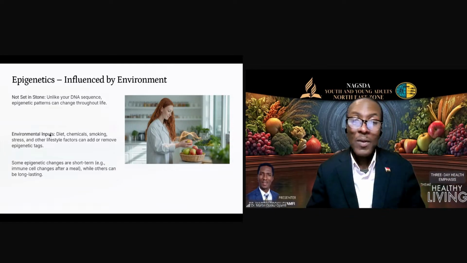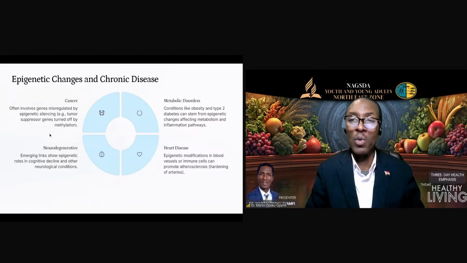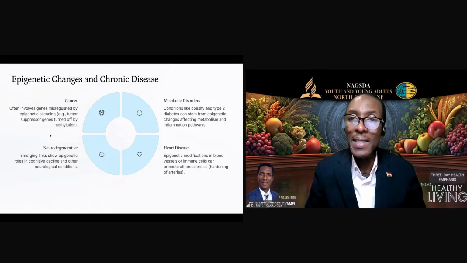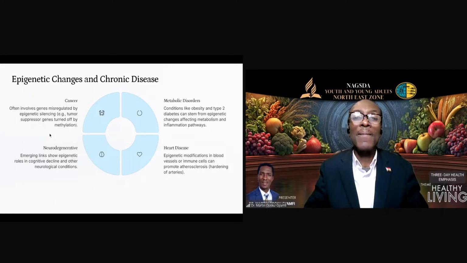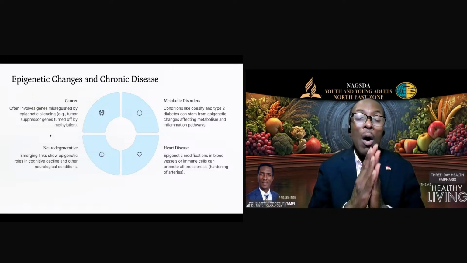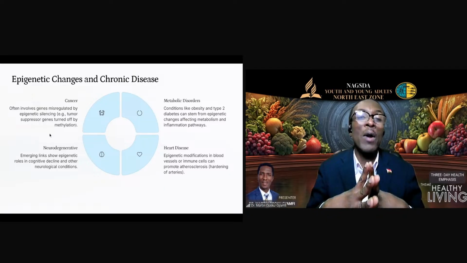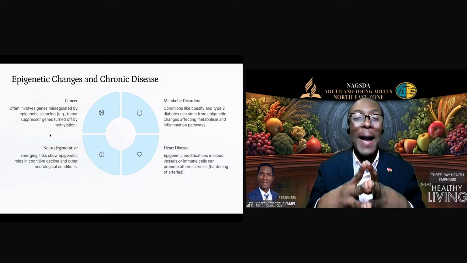It's unbelievable. All right, so now this is just the introduction, understanding epigenetics and the influences and what they are. Now let's go into some examples so that we will bring this quickly to a close. So let's look at epigenetic changes and chronic disease. The reason why we are looking at this topic today is that most of the chronic diseases that we can think about often involve gene misregulation by epigenetic factors.